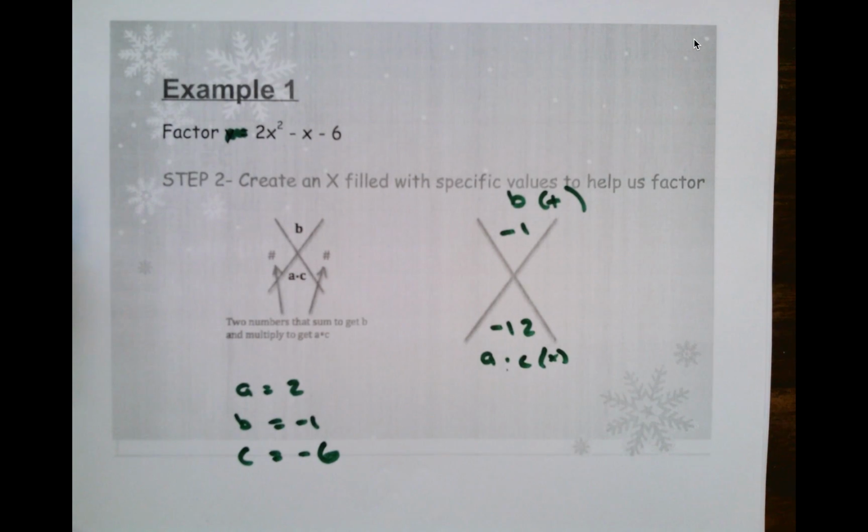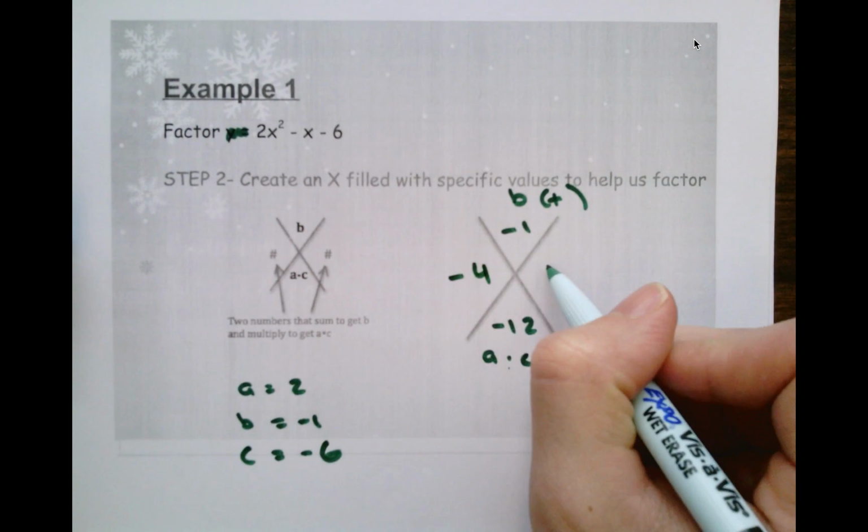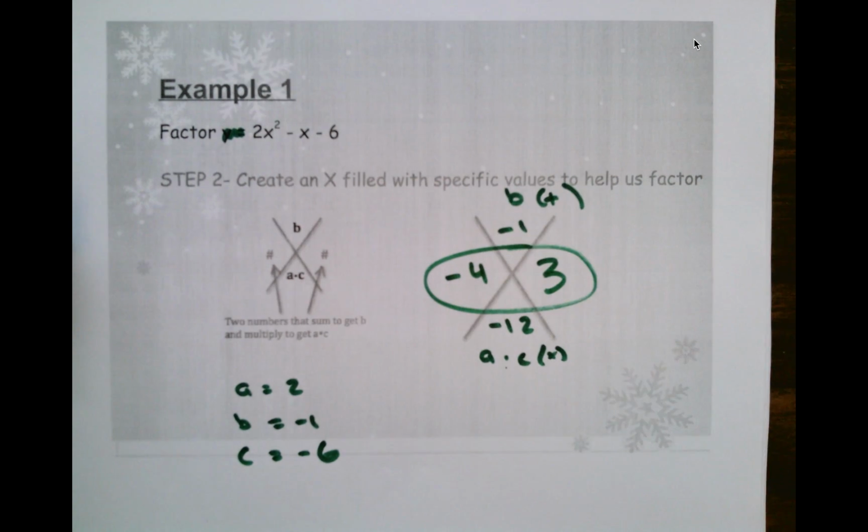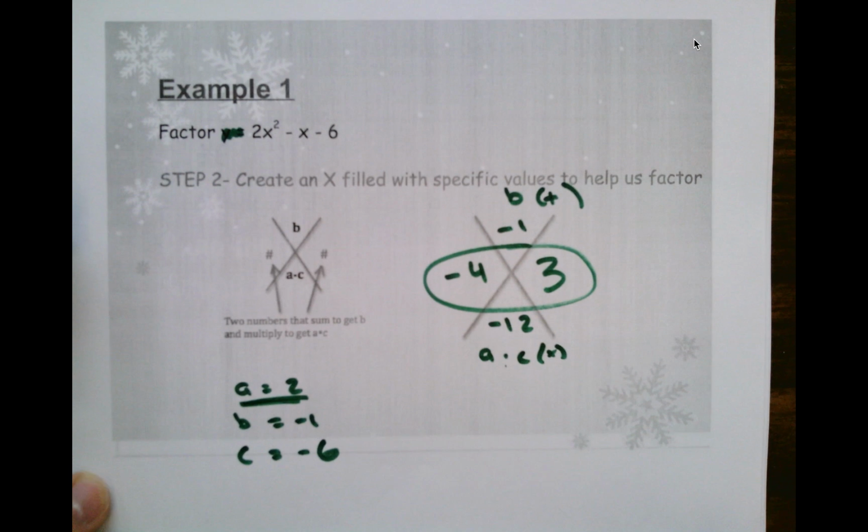So those are going to end up being our two factors, which would be written here and here. And again, this is not different than anything that we have done so far. The only thing that was different is that when we multiplied a times c, we had an a value that was not 1. That's the only thing that's been different so far.